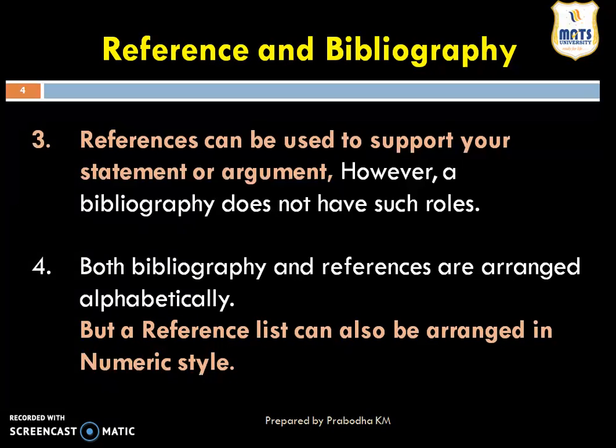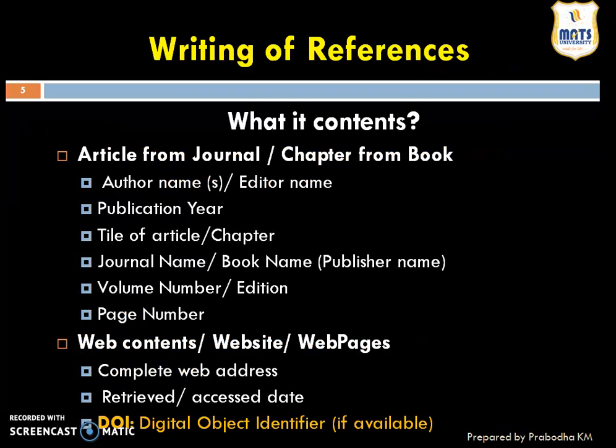The fourth one is that both bibliography and references are arranged alphabetically, but references can also be arranged in numeric style. So these are some major differences we have learned about bibliography and references. We can see from these differences that references can be more accurate while we are writing any scientific content. So when writing references, what are the major things we have to include in our scientific article?